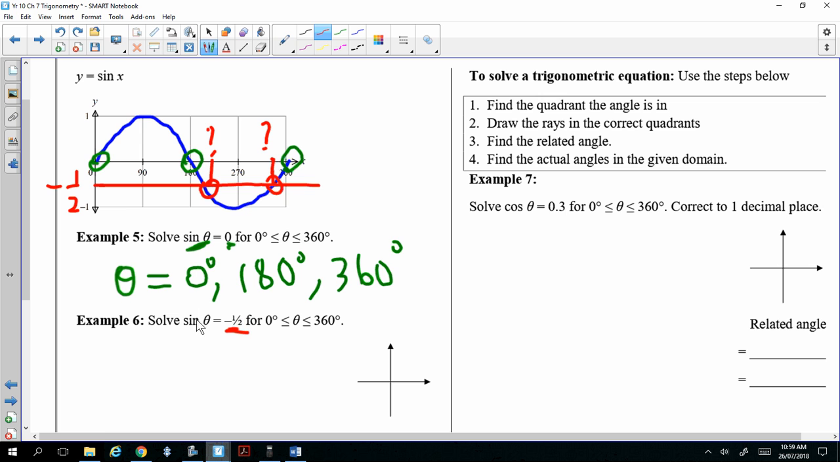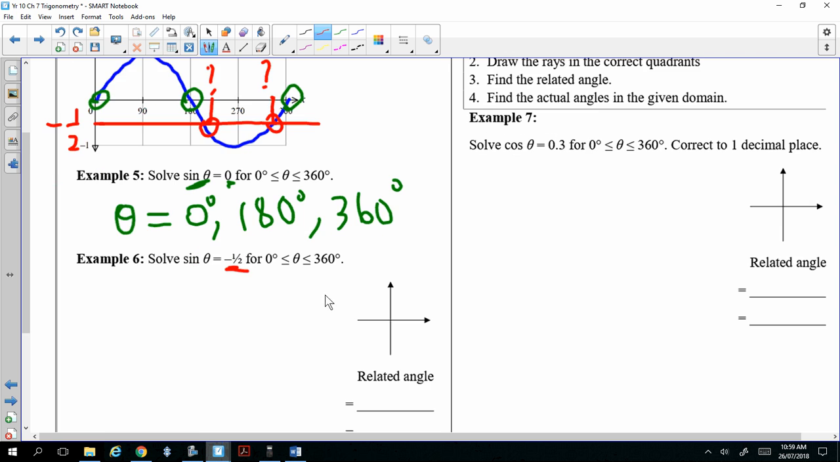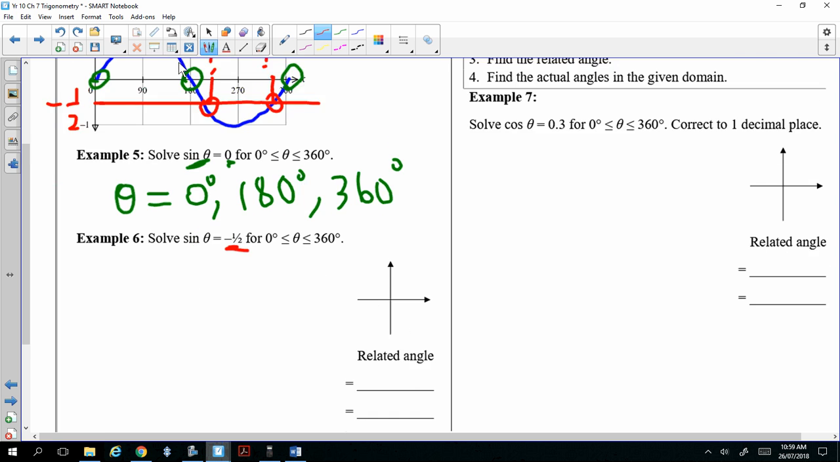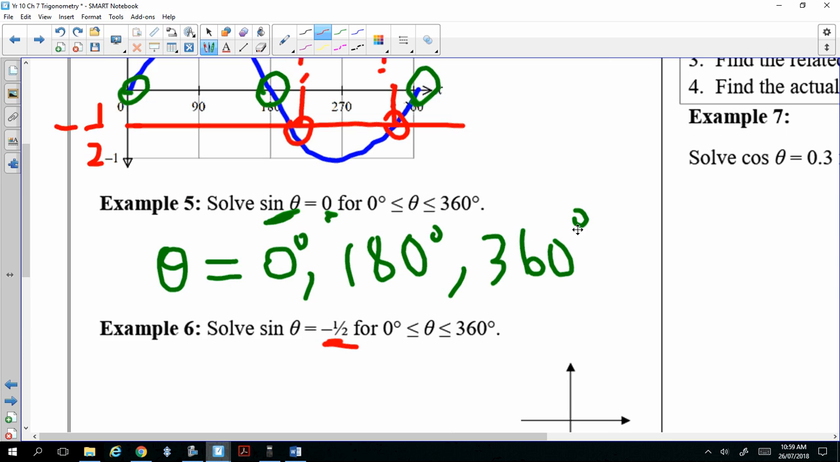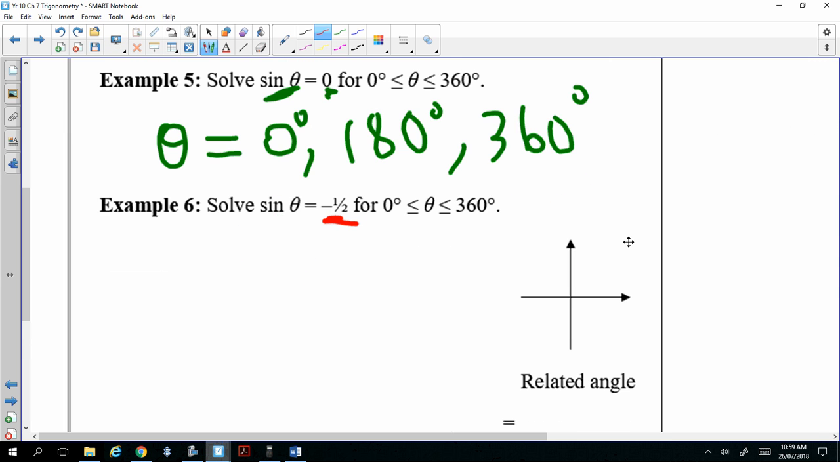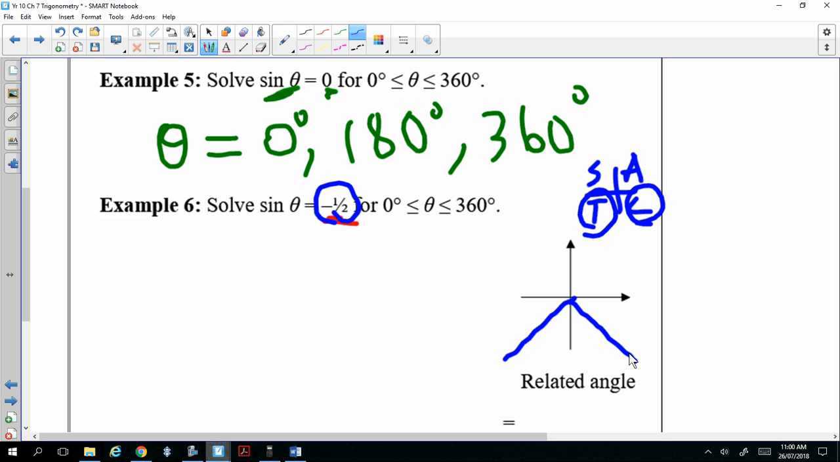Let's outline the method. All right, so the first step is, because the ratio is negative, using the ASTC diagram, which quadrant is sine theta negative? Which quadrants are T and C? So it must be third and fourth. Okay, so do that first. So they give you the ratio, you have to work out the angle. You do the reverse.